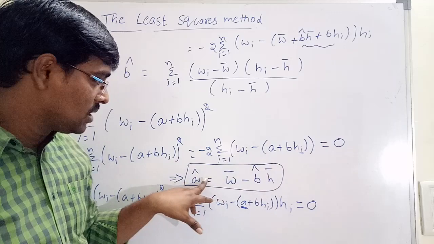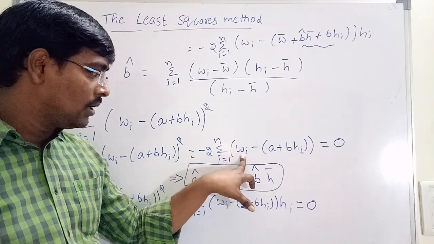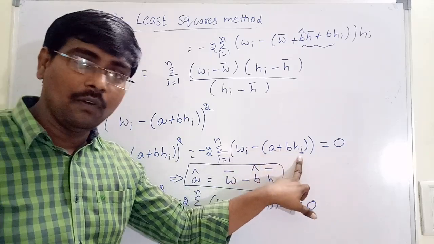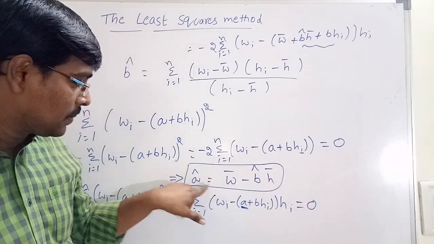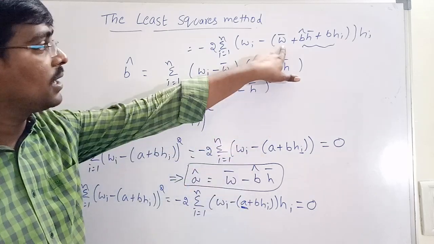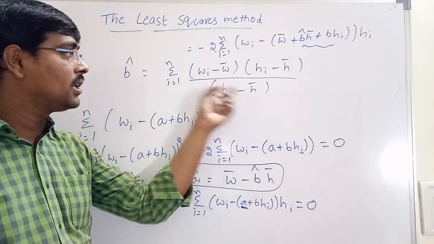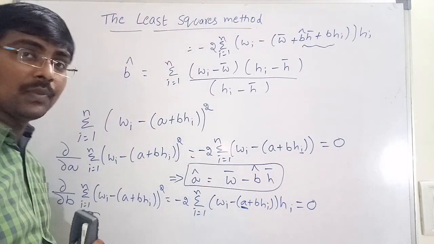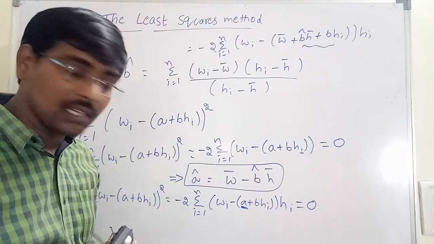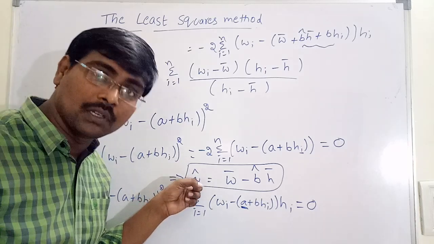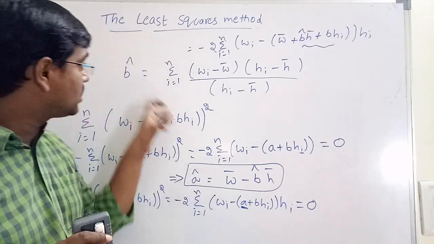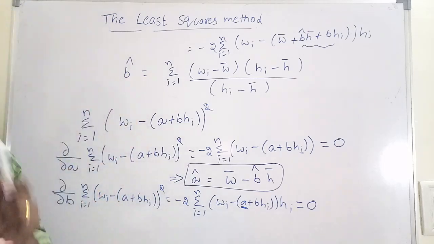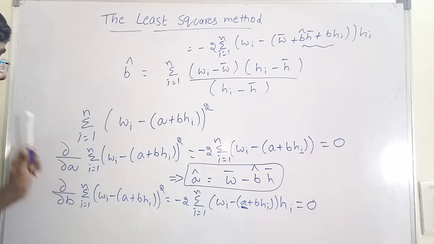By considering the mean, the A cap value is equal to W bar, that is the mean of all W's, minus B cap times H bar, the mean of all H's. By substituting this A value in this equation and taking the common terms, this is the solution we are getting. This is the regression coefficient. B cap is called the regression coefficient or slope. Remember, A cap is called the intercept.